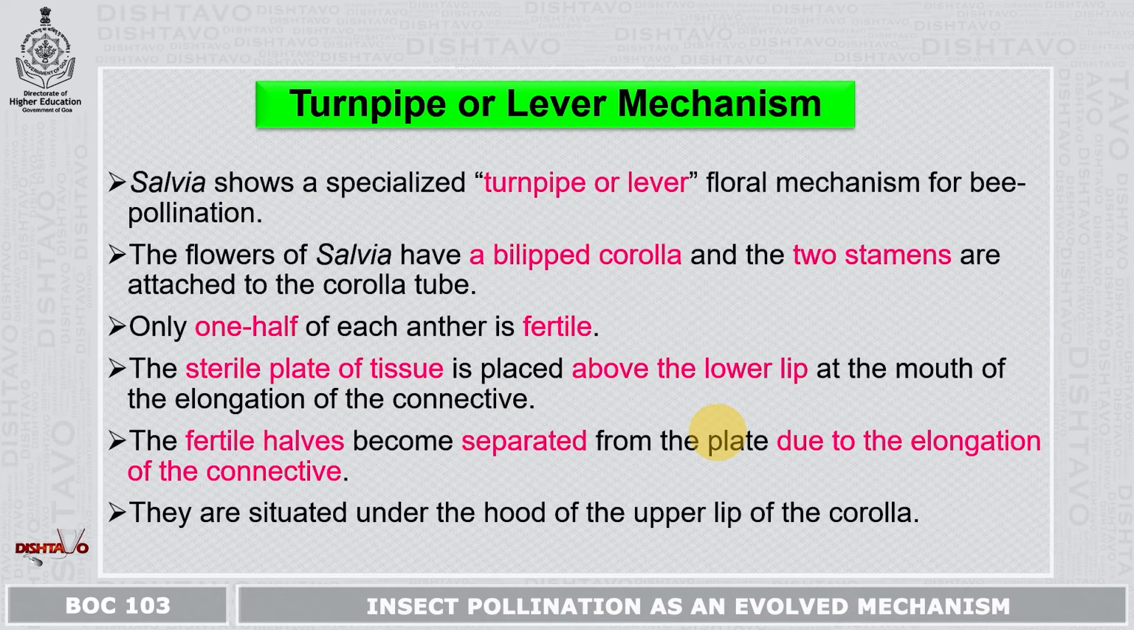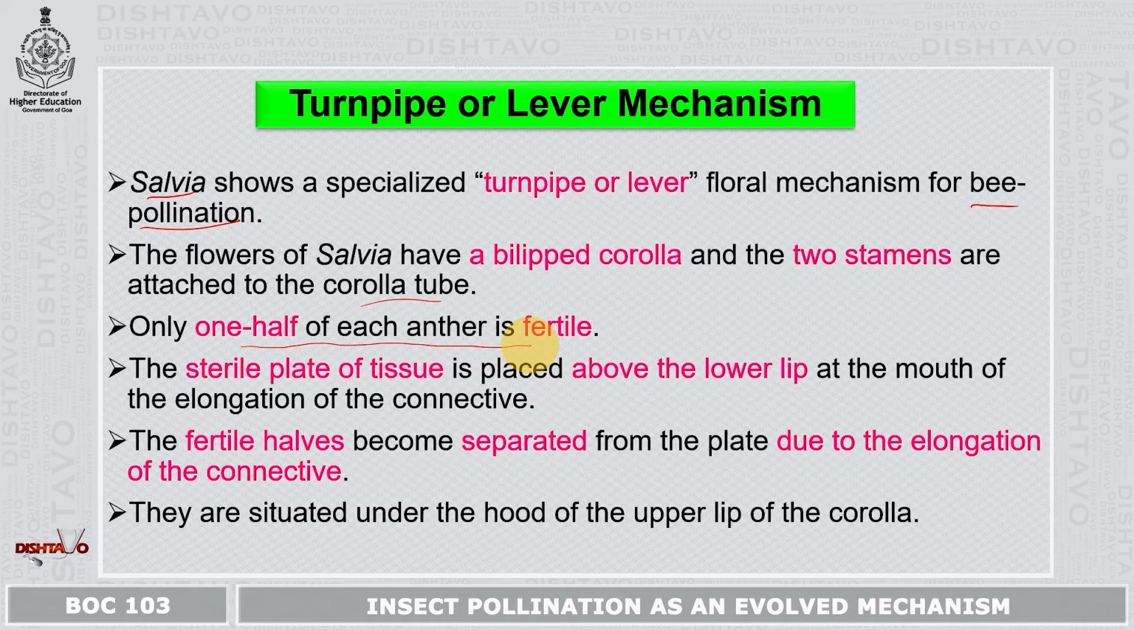Salvia is a name of a plant, and it shows a specialized turnpipe or lever floral mechanism for bee pollination. The flowers of Salvia have a bilipped corolla. That means it has an upper lip and a lower lip, and the two stamens are attached to the corolla tube. Only one half of each anther is fertile.